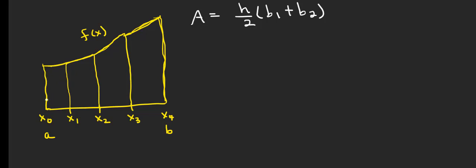And what is the base? Base is going to be f of x0. And the base over here will be f of x1. So the area of the first trapezoid is going to be h over 2 times f of x0 plus f of x1. This is the area of the first trapezoid.